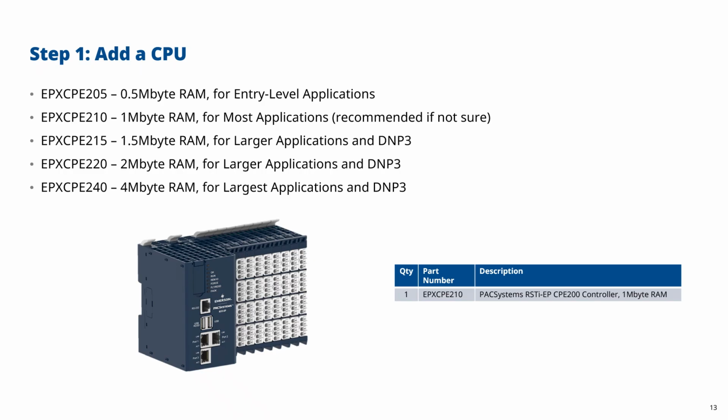So I would say if you're not sure, you'd probably quote the CPE 210. That gives you 1 MB of RAM, which is much larger, and that would be suitable for a lot of different applications. If you need more RAM, or if you need DMP3, then we've got the CPE 215 with 1.5 MB of RAM, CPE 220 with 2 MB, and then the largest model is the CPE 240 with 4 MB of RAM. So with these, very straightforward quotation process.